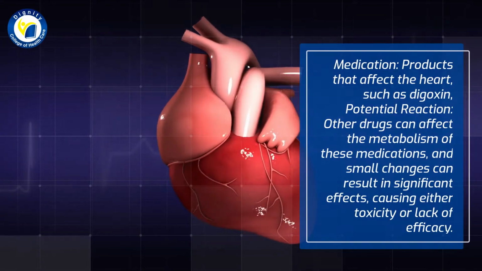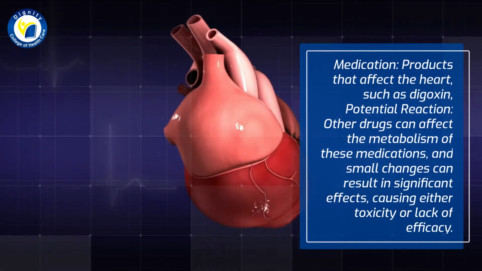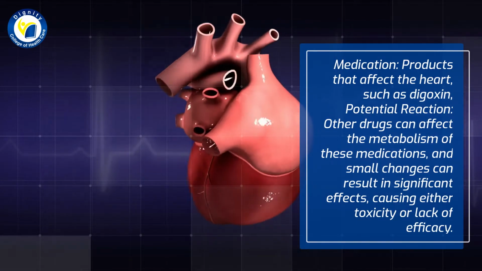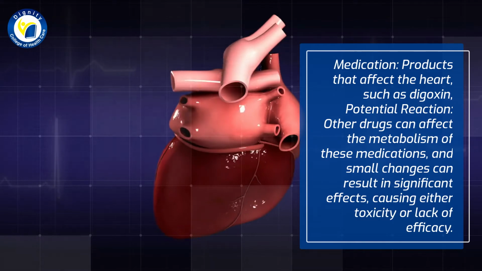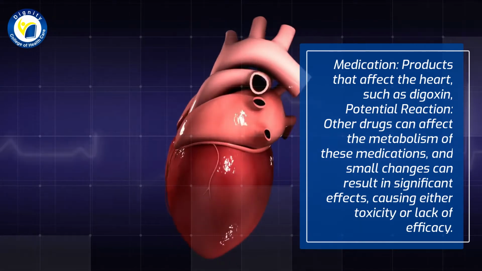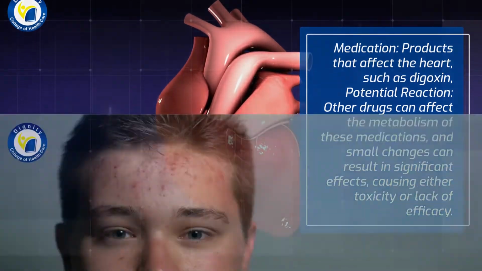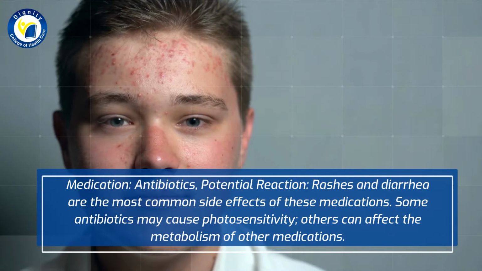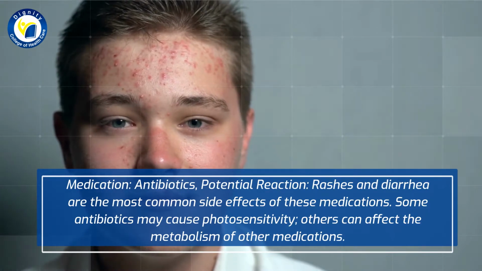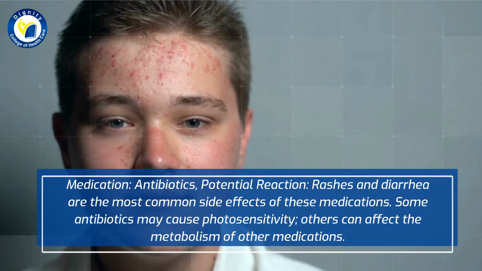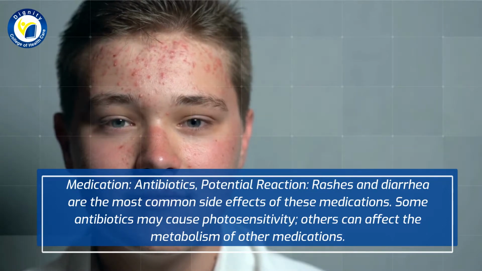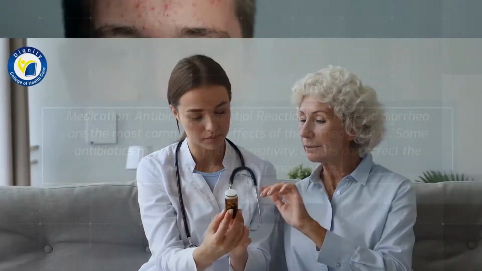Medication: products that affect the heart, such as digoxin. Potential reaction: other drugs can affect the metabolism of these medications, and small changes can result in significant effects, causing either toxicity or lack of efficacy. Medication: antibiotics. Potential reaction: rashes and diarrhea are the most common side effects of these medications. Some antibiotics may cause photosensitivity, others can affect the metabolism of other medications.